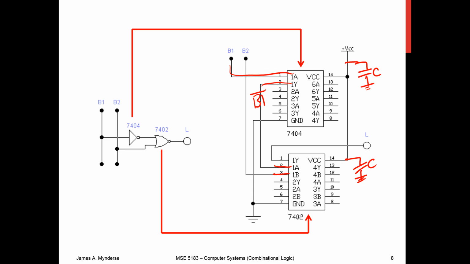And so bypass capacitors are very common. You typically put one per chip. You put it very close to the chip, and so it provides a little bit of a kick for that chip.